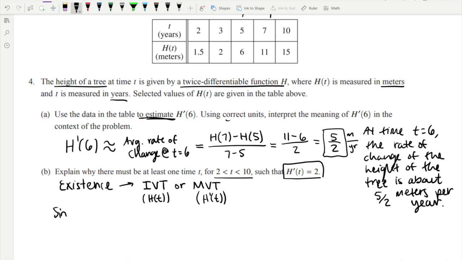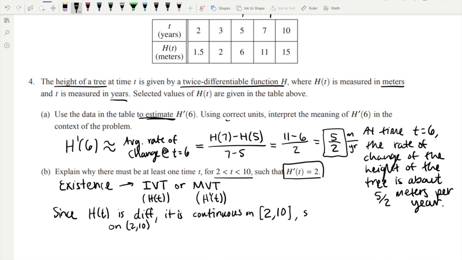So since h of t is differentiable, it is continuous on 2 to 10 closed. And it's differentiable on the open interval in particular. It's differentiable everywhere, I assume, because they don't tell us it's not. It's continuous, and so we can apply the mean value theorem.